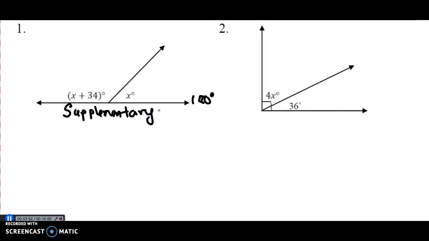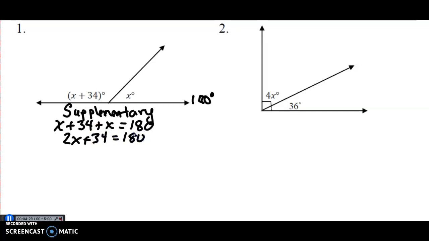Then what we would do is now we would use that information to write an equation that would help us find the value of x. So for this one, we would take x plus 34 plus the other x, and together they all equal 180 degrees. To solve our equation, remember we got to combine our like terms, so I have 1x here and 1x here, so together that's 2x plus 34 equals 180.